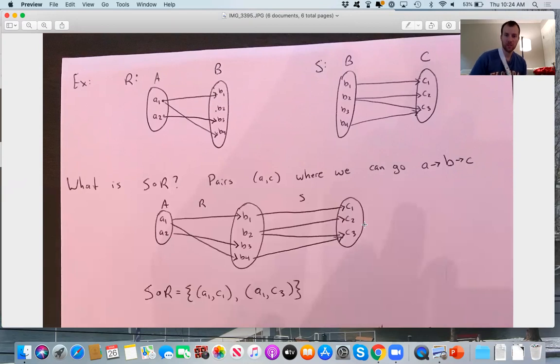Questions about this example? Or the idea of composition?